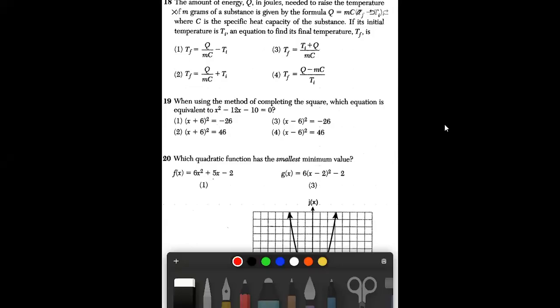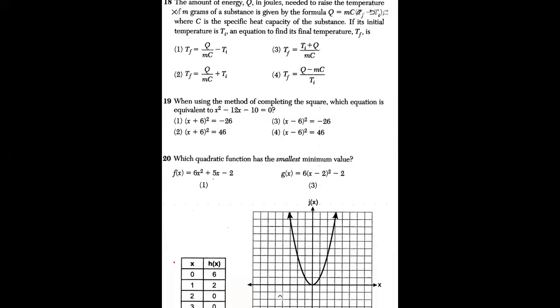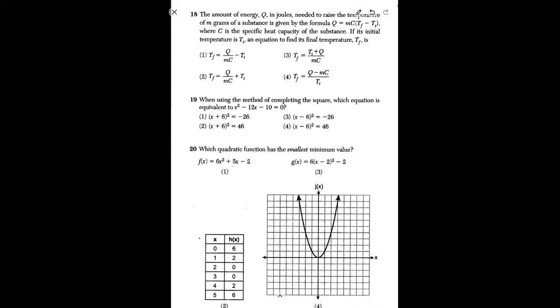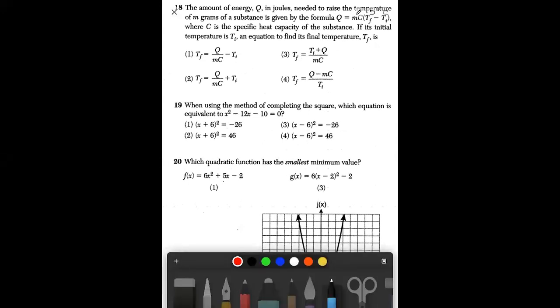Hey guys, this is Mr. H. I am going to do another problem. This one is taken from page number 9, and it's going to be problem number 19 right here. It's a completing the square problem.